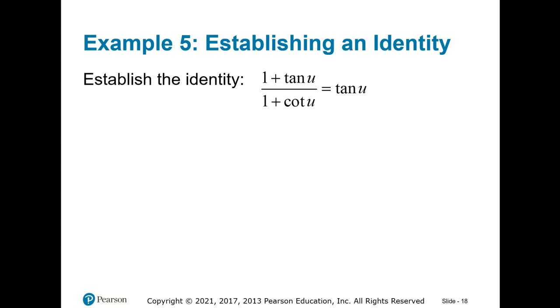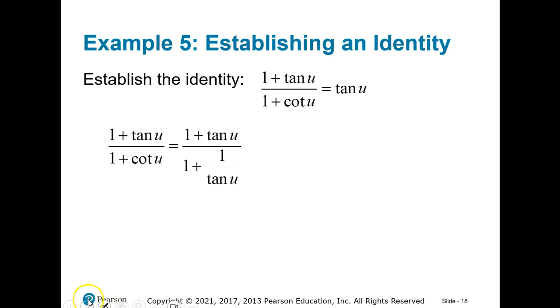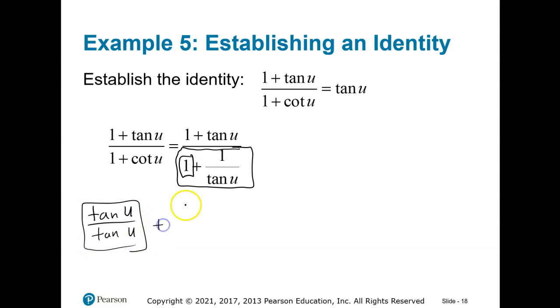So instead of writing tangent as 1 over cotangent, it's smarter here to write the bottom, 1 plus cotangent, as 1 plus 1 over tangent. So I'm basically replacing this cotangent with 1 over tangent. Now in this fraction right here, just to the side, so you can see where the next step is coming from, I'm just getting a common denominator. The common denominator is tangent. So this 1 right here, I'm replacing it with tangent over tangent, plus 1 over tangent.